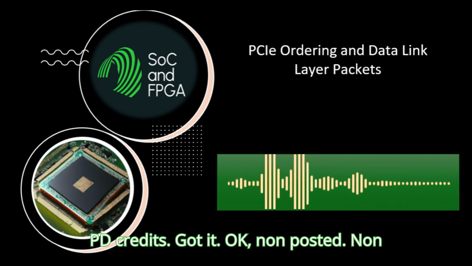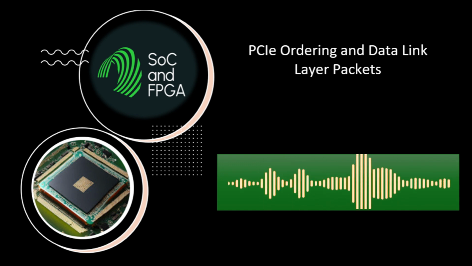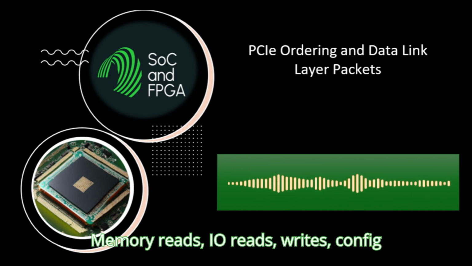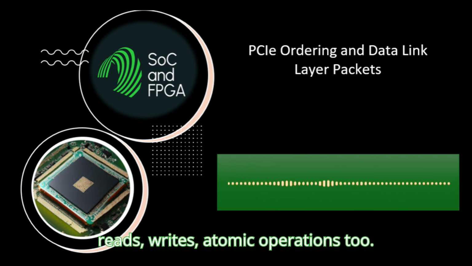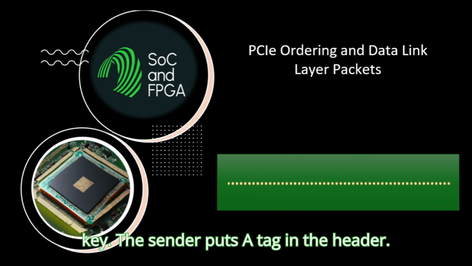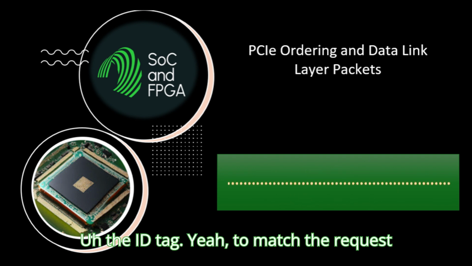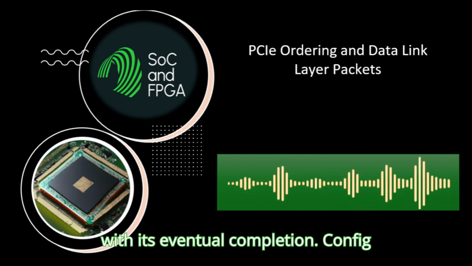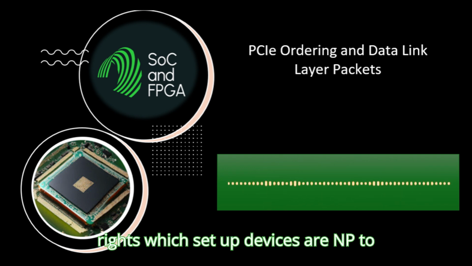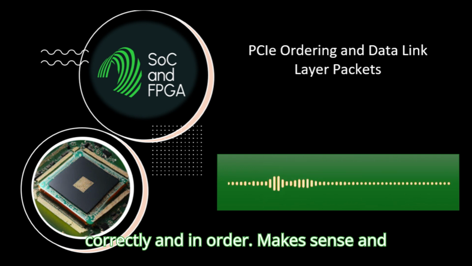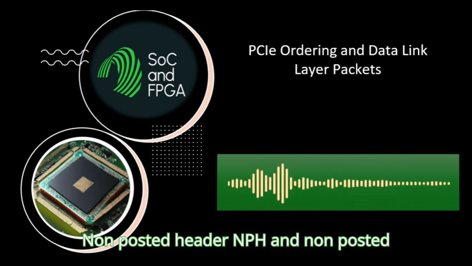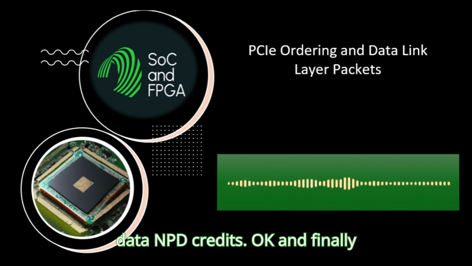Got it. Okay, non-posted. Non-posted requests, NP, are the opposite. The sender always expects a completion TLP back. Like the read example. Exactly. Memory reads, I/O reads and writes, config reads and writes, atomic operations too. Here, reliability and confirmation are key. The sender puts a tag in the header, the ID tag, to match the request with its eventual completion. Config writes, which set up devices, are NP to make absolutely sure they happen correctly and in order. Makes sense. And they have their own flow control. Yep. Non-posted header (NPH) and non-posted data (NPD) credits.